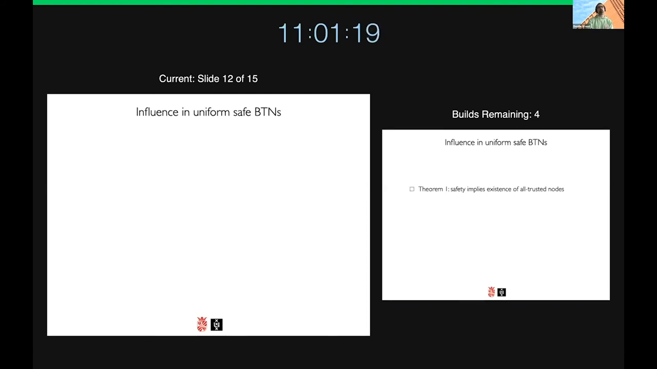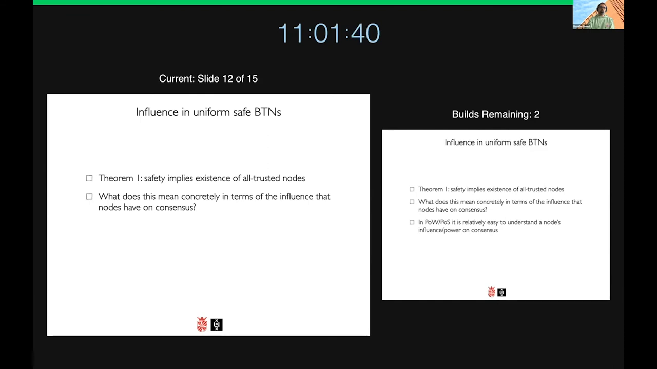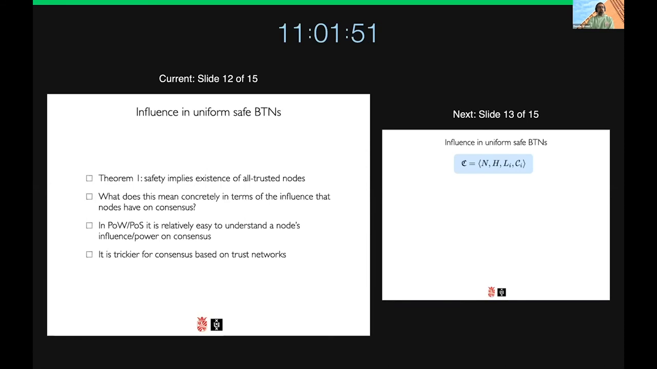on how influence could be understood in such systems, which builds on the idea of the command game that I gave you at the beginning. As I showed you with theorem one, safety in uniform BTNs implies the existence of always-trusted nodes. But what does it mean concretely in terms of the influence that such nodes can have on the consensus values? As I said, this is harder to determine than in proof of work or proof of stake.